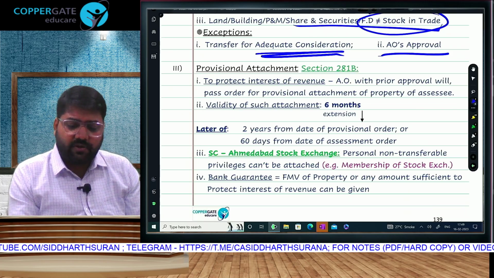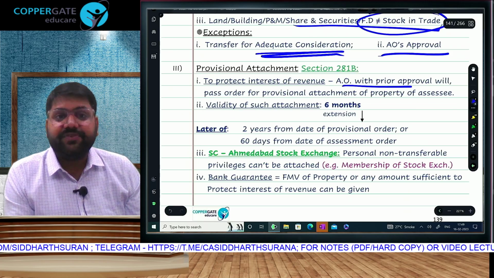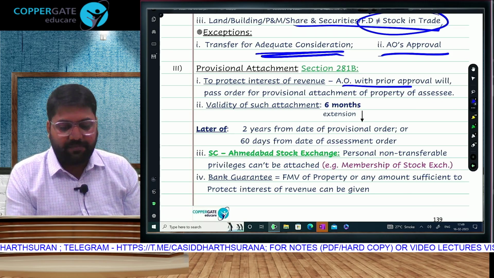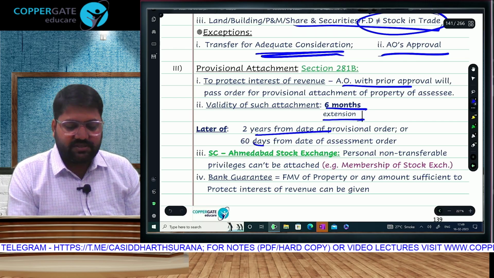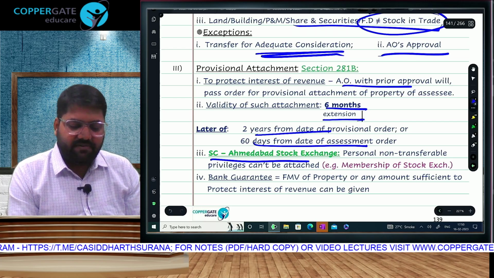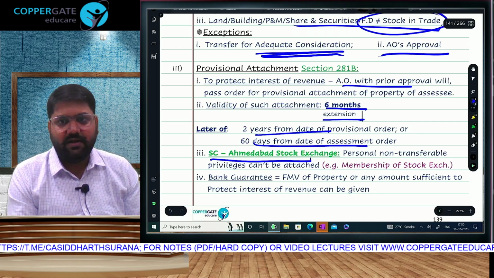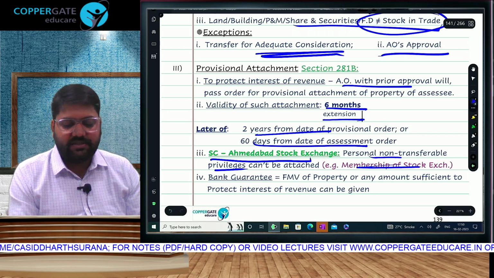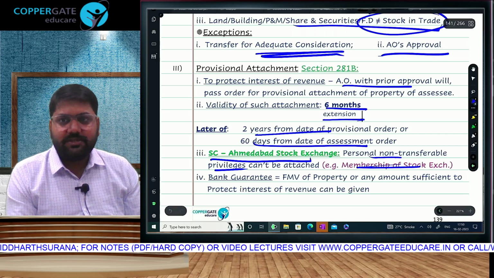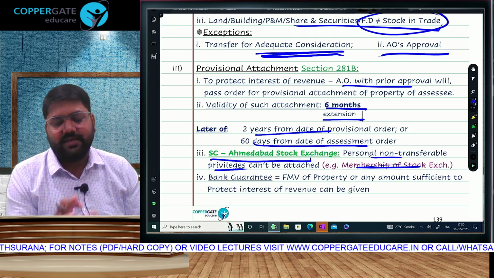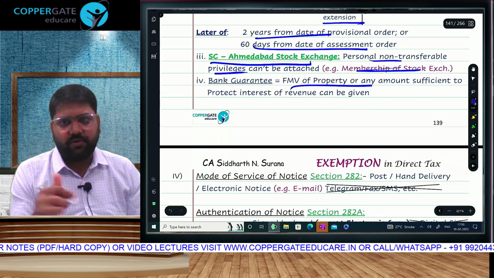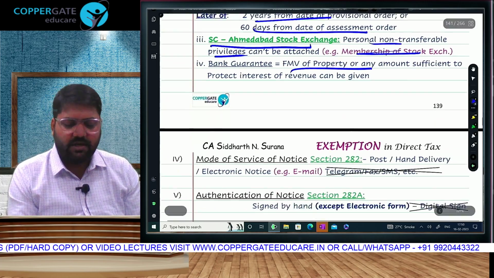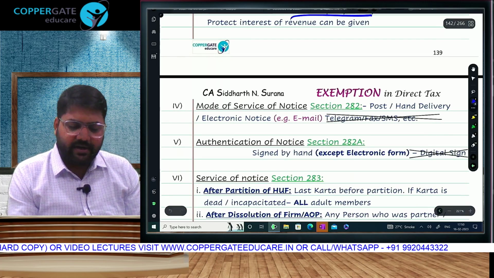To protect the interest of revenue, AO can do something called provisional attachment. Attach your property before passing the order. It will be valid for 6 months and with extension 2 years or 60 days from order, whichever is later. However, Supreme Court in Ahmedabad Stock Exchange held that non-transferable personal privileges cannot be attached. For example, membership right of stock exchange cannot be attached just because that member is a tax defaulter, and instead of giving your property, you can give bank guarantee and get your property released so that you can use your property for your day-to-day work.